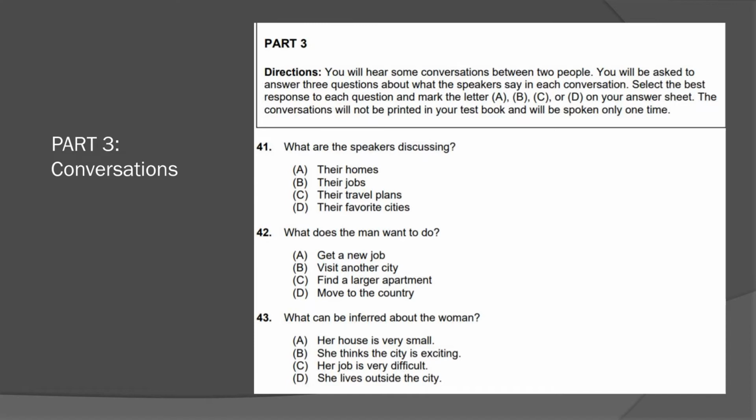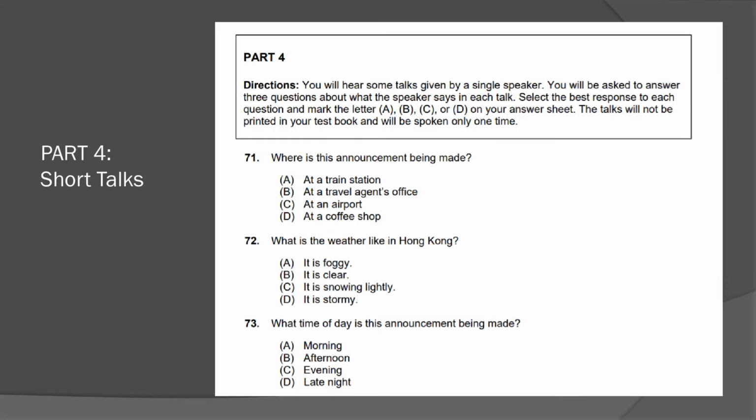Some questions may require responses related to information found in diagrams, tables, and the like, which will be printed on the test book as well. There are 3 questions for each conversation. Part 4 is the last part of the listening test. Here, you need to carefully listen to short talks such as announcements or narrations, which will be spoken only one time. They will also not be printed on the test booklet.